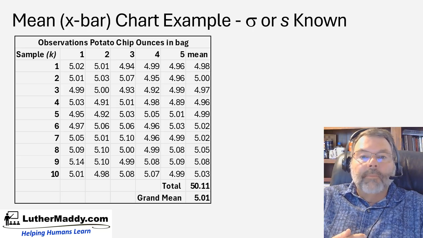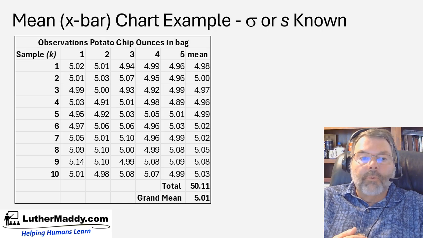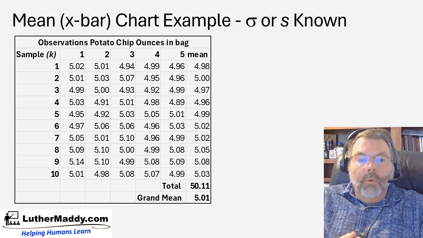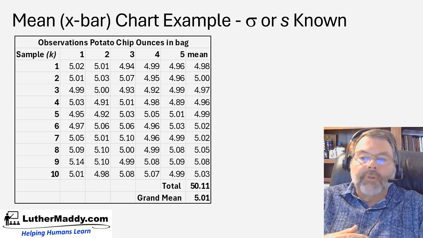And so then we take the mean of each of those. So for day 1, the average weight of the potato chips in that bag was 4.98 ounces. And we go on all the way down. We total them up and we compute then the grand mean by taking the total divided by, in this case, 10, the number of observations that we have. And so we end up with a grand mean of 5.01. Once we have that grand mean, then we can go ahead and compute the standard deviation and then compute the upper and lower control limits. And we're going to do that on the next slide.